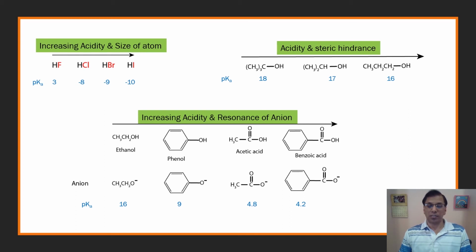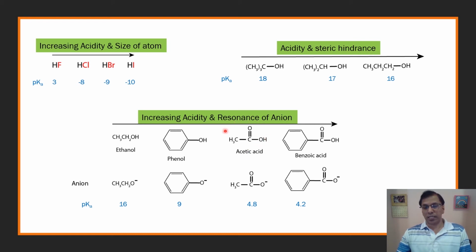Let's move on to the last factor, which is resonance of the anion. For this, let's consider the ethanol molecule. The anion of ethanol does not have any resonance structures. The pKa value of the proton in ethanol is 16. In the case of phenol, the pKa value is 9. And the reason for this low pKa value is because the negative charge on oxygen can be delocalized into the benzene ring. And you can draw a lot of resonance structures.